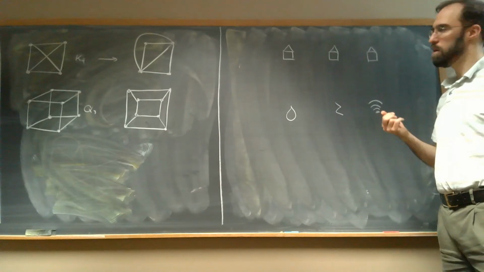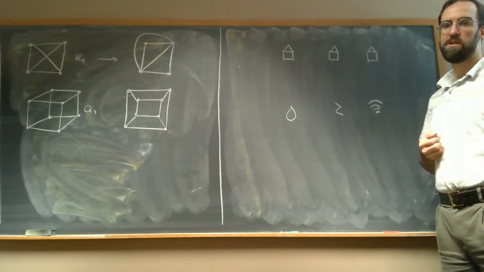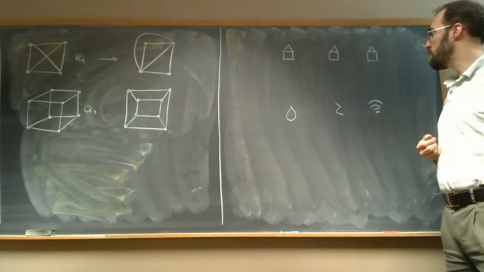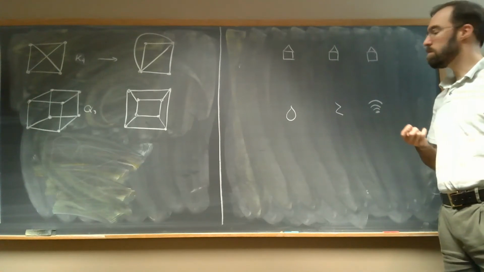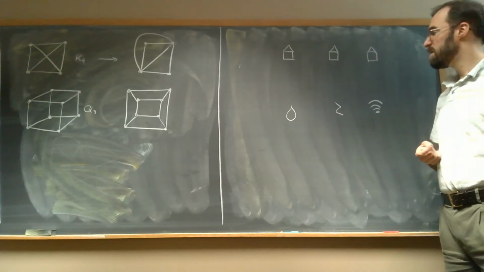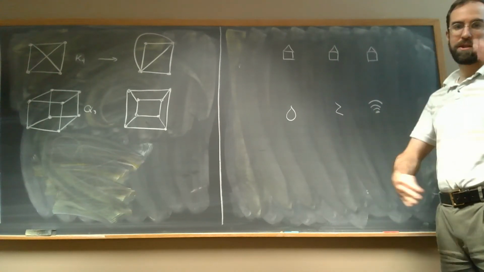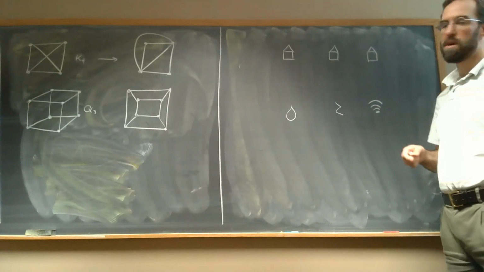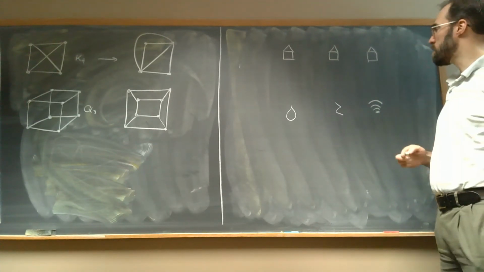Which, okay, this is a silly little puzzle. There's no reason that your internet wire can't cross your water pipe. I mean, they can just go under each other. But for the purposes of this problem, we don't want them to cross. Okay, so let's see if we can do this.